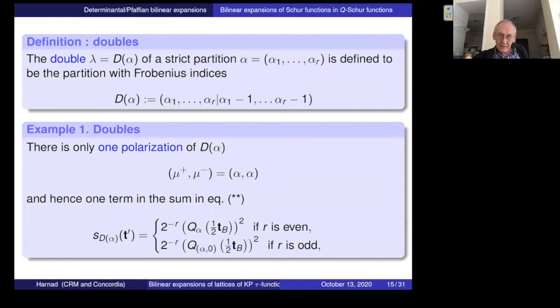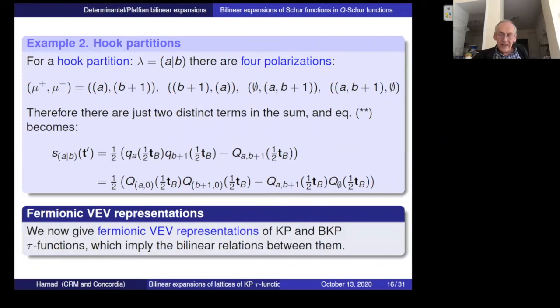Okay, that's doubles. Here's another example that can be found in the book. It's a case where the sum only contains two terms, actually contains four terms, but they're symmetric under the interchange of the first and second. So there will be only two distinct terms. It can be written either this way or this way, because adding a zero to the capital Q means the same thing as evaluating the little q.